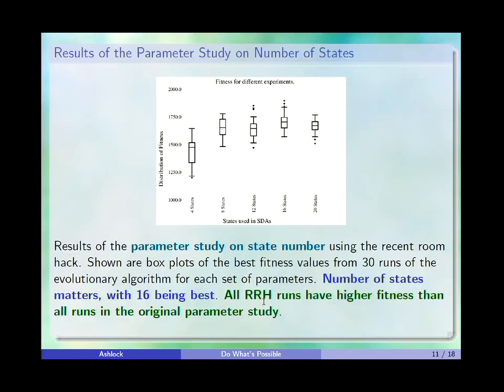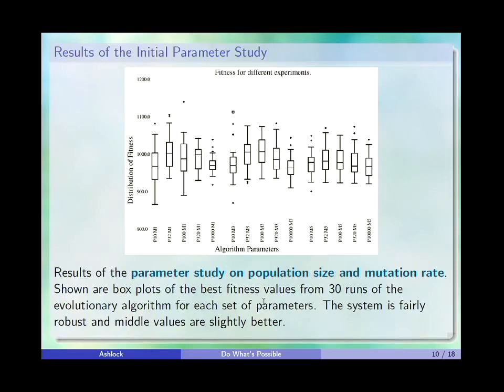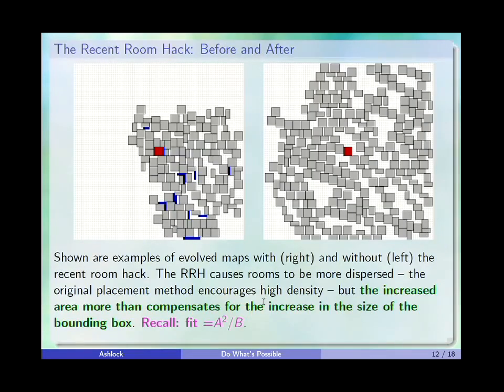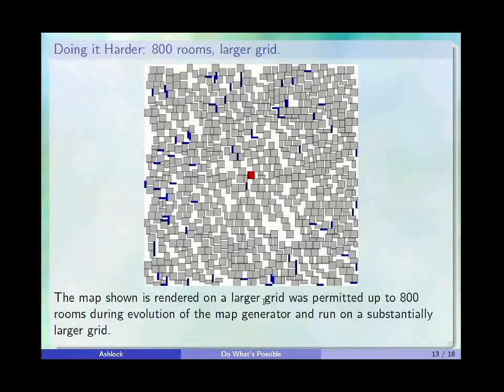So that's around 1,200. So the recent room hack meant every run with it outperformed every run without it. So it's a really good idea. And there's a no recent room hack, recent room hack. So, I think it got ahead by having much more area down, but it also had a bigger bounding box. But that's sort of unavoidable. So that shows that the recent room hack shows up in the phenotype in a very distinct way.